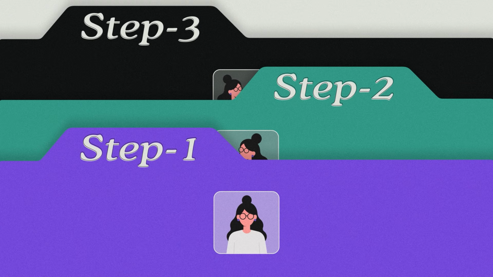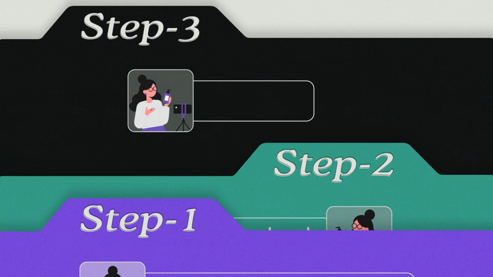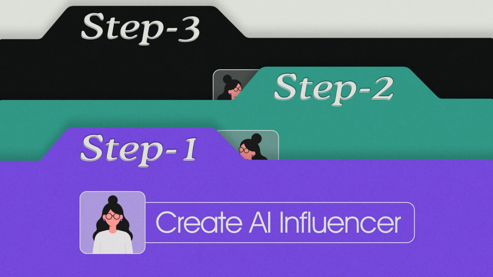Creating UGC ads using AI is a 3-step process. Step 1 is create your AI influencer. Step 2 is place your product. And step 3 is create the ad itself. So let's get into it. Step number 1, create your AI influencer.